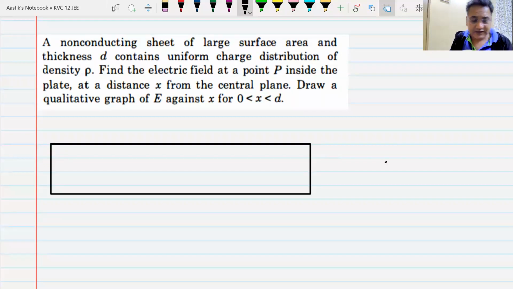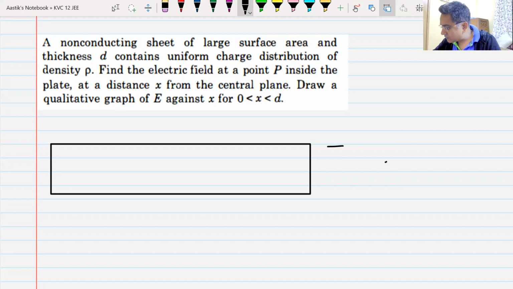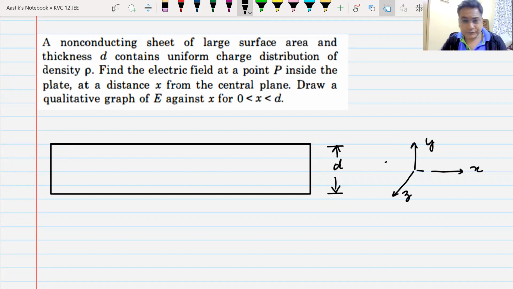Remember, in this question, everything is the diagram. So this is your infinite sheet. The thickness of this sheet is given as D. The sheet is infinite in 2 dimensions. This is the x-axis, this is the y-axis, and this is your z-axis. Along the y-axis, it is not infinite. It has a thickness D. It is infinite along the x-axis and along the z-axis. So it exists infinitely long like this.